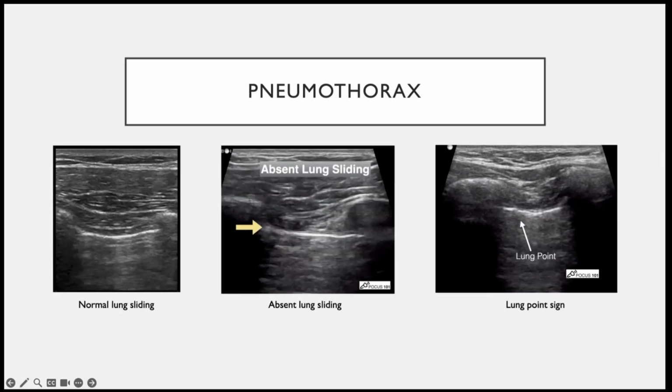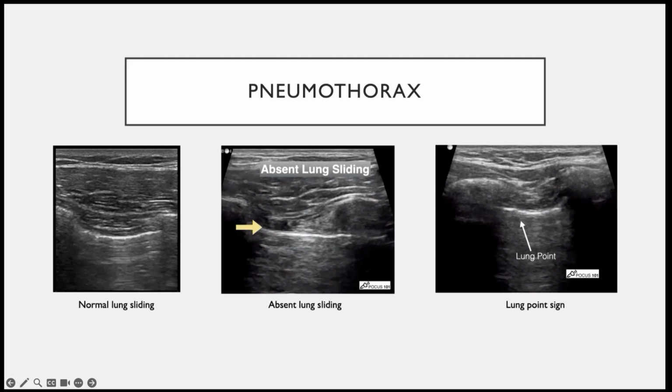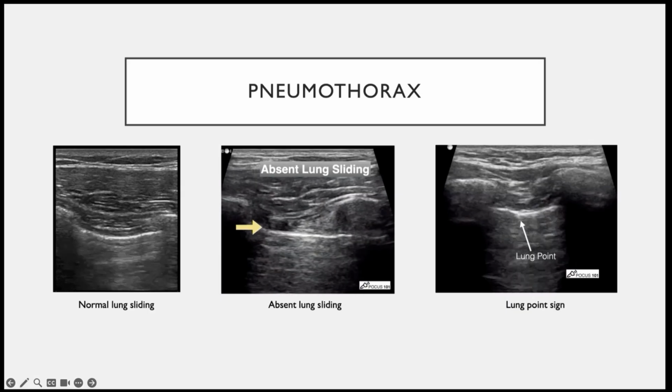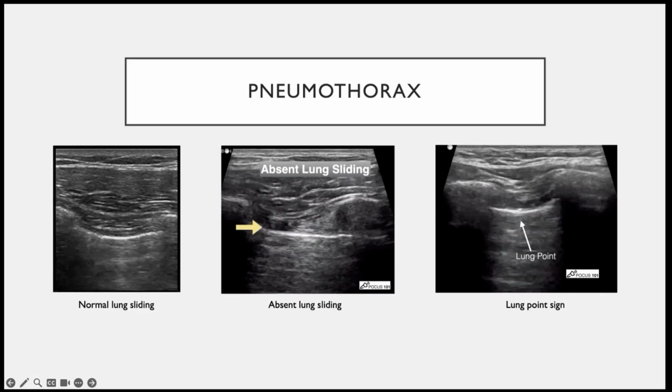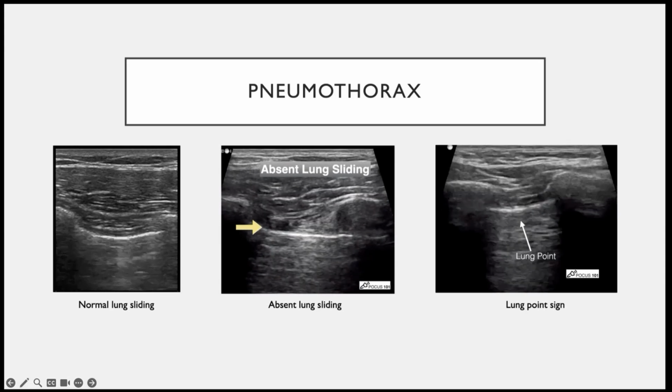So here on the left-hand side of the screen, you'll see normal lung sliding, and you'll see that ants on a log. In the middle of the screen, you see the absence of lung sliding. Remember that the presence of lung sliding rules out a pneumothorax only at the specific point that you were scanning. So you have to make sure that you maximize your sensitivity of this exam by scanning multiple points on the chest.